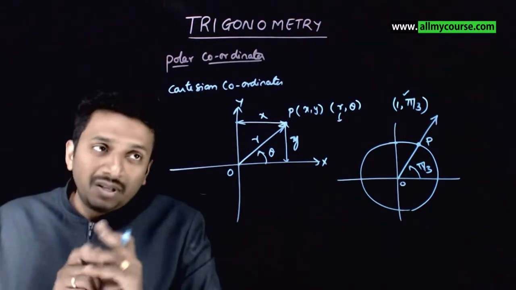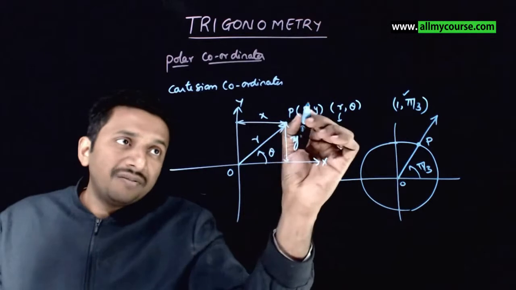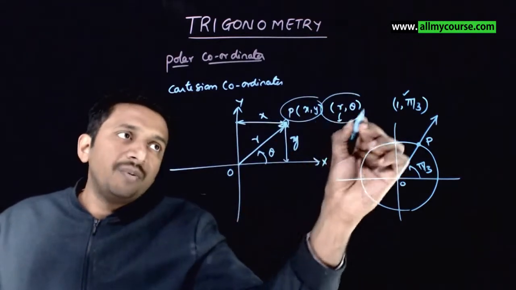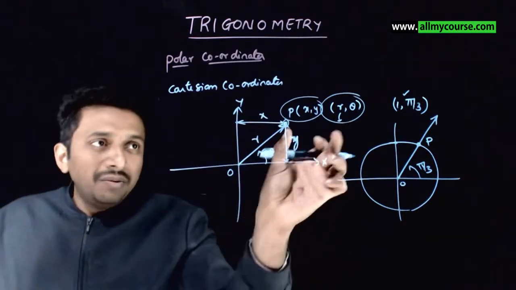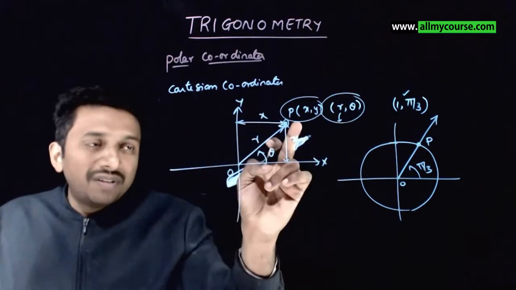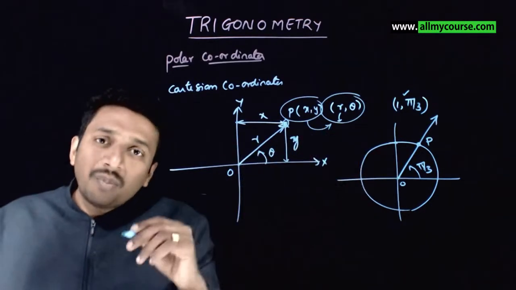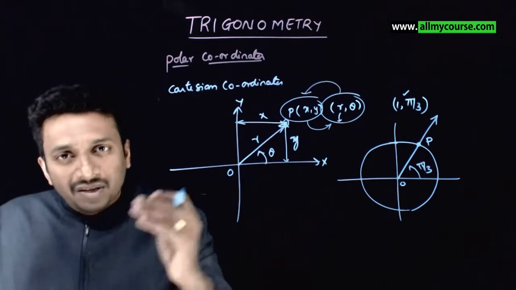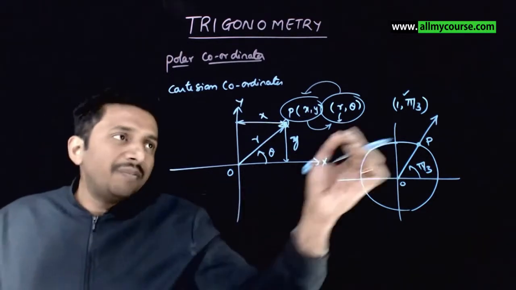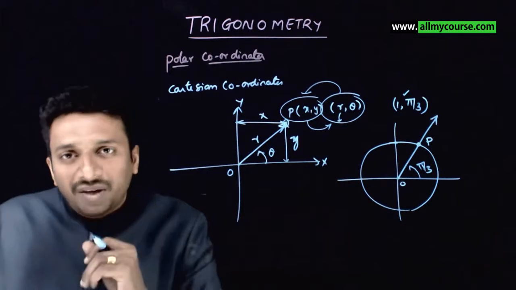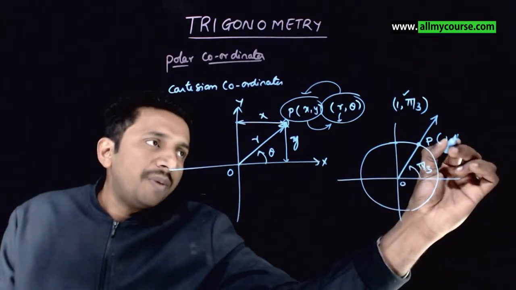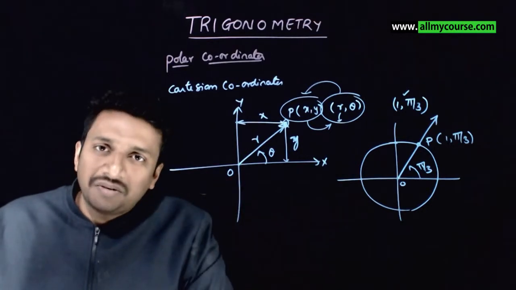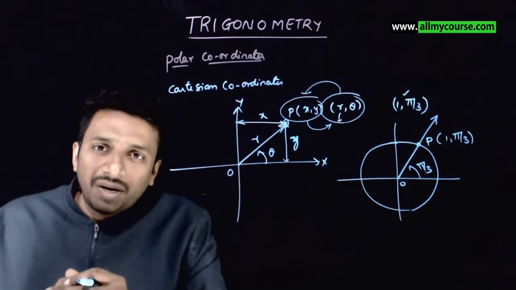Now the problem here is, if I give the Cartesian coordinates of a point and the polar coordinates of a point, can you interconvert them? That is, if I give the Cartesian coordinates, can you convert them into polar coordinates? If I give you the polar coordinates, can you convert them into Cartesian coordinates? For example, I have given you 1, pi by 3. So this point is 1, pi by 3 in polar coordinates. Can you convert this into Cartesian coordinates? That's what you'll be required to understand.